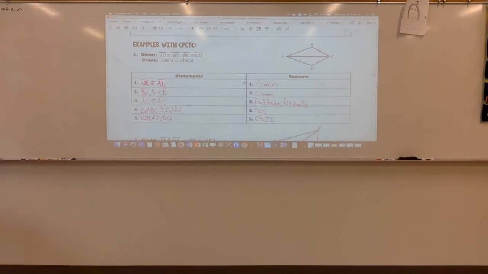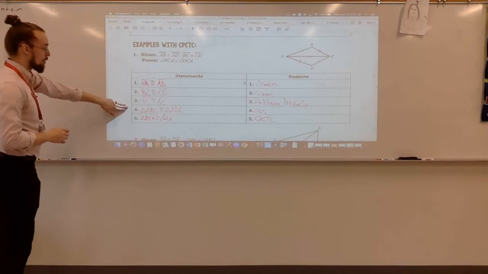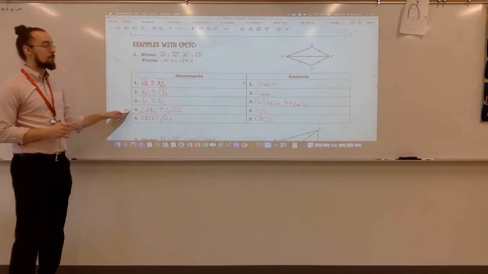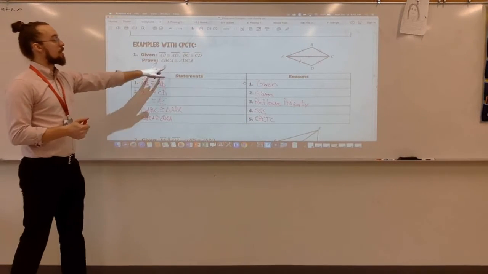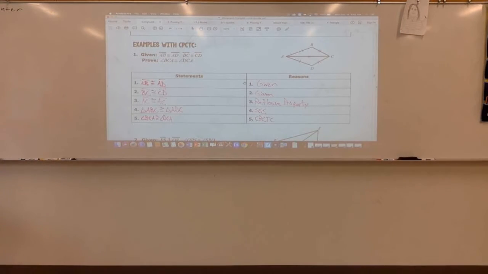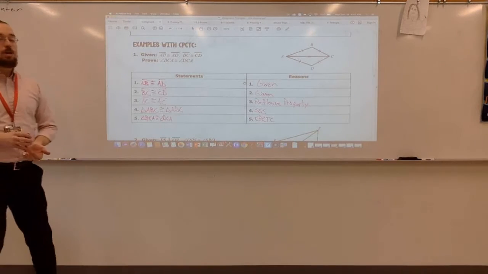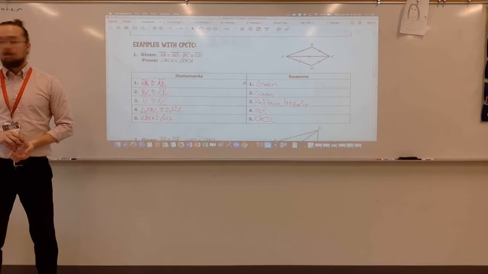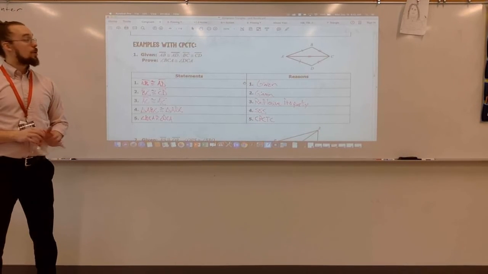Okay, so we're just adding one step onto what we've been doing. We still have to prove that the triangles are congruent, but then we can say a pair of corresponding pieces are congruent because CPCTC, because corresponding parts of congruent triangles are congruent. Okay? Questions?